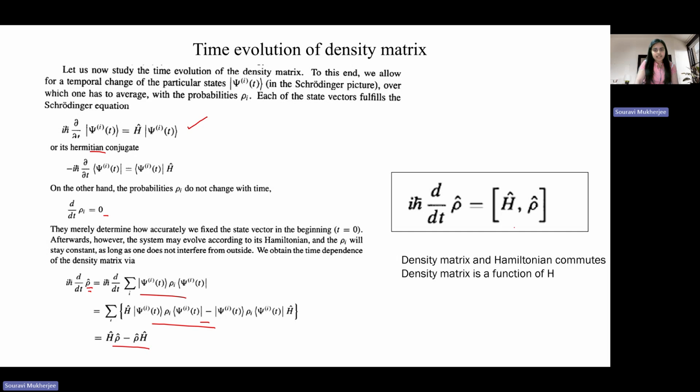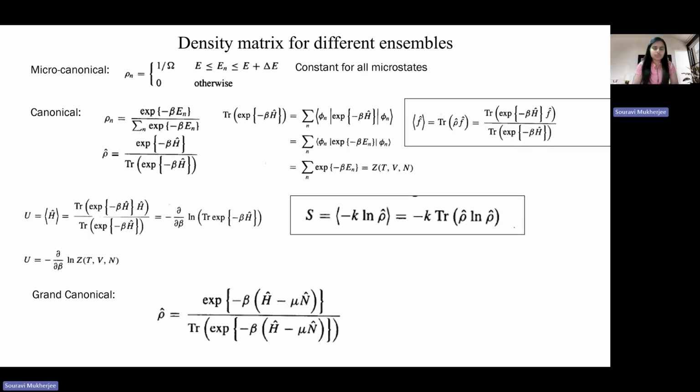Now, this happens when the density matrix is a function of H. So again, you get back the same idea that initially in the classical description, you had the probability density becoming a function of the Hamiltonian. Here again, the density matrix is a function of the Hamiltonian operator. Even in the matrix form, the basic idea remains the same. Now, based on that same idea, we can extend what we have done for the different ensembles in the classical description to the matrix formulation.